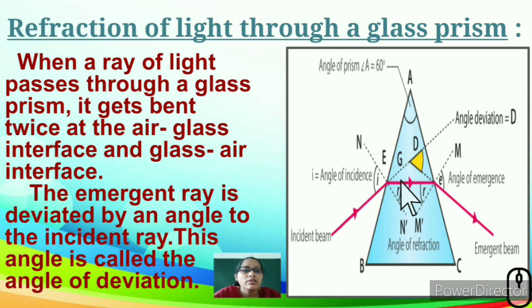This angle is called the angle of deviation. So the incident ray and the emergent ray are far off from each other. It forms an imaginary line, so it is known as the angle of deviation.